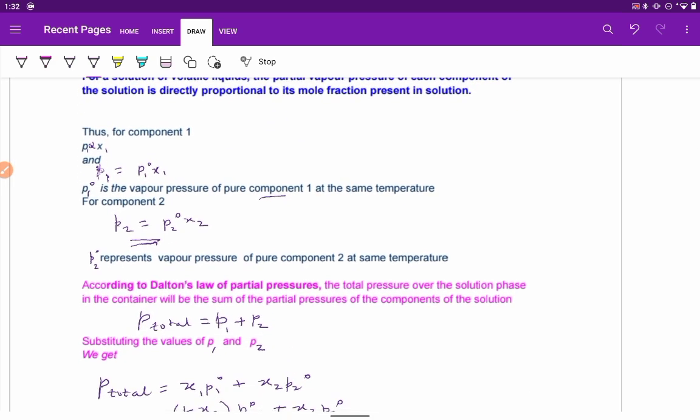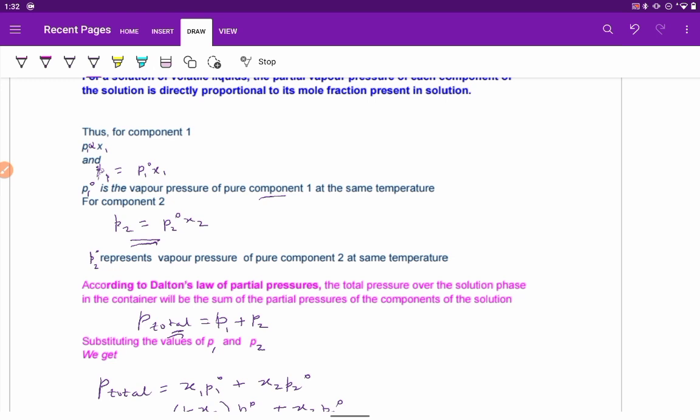Now as per Dalton's law of partial pressure, the total pressure over the solution phase will be the sum of partial pressures of the components of the solution. Because there are two components, P total, what is P total? Total pressure over the solution phase is the sum of partial pressures of the components 1 and 2, that is P1 plus P2. But we know that P1 is equal to P1 naught X1. Similarly, P2 equal to P2 naught X2.